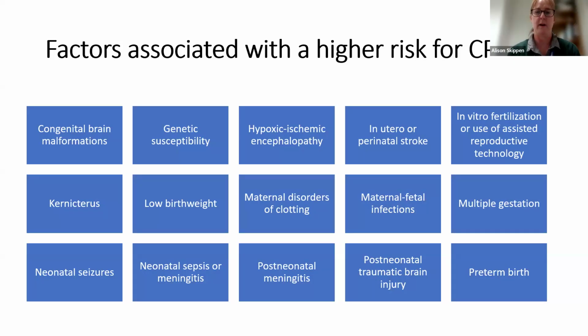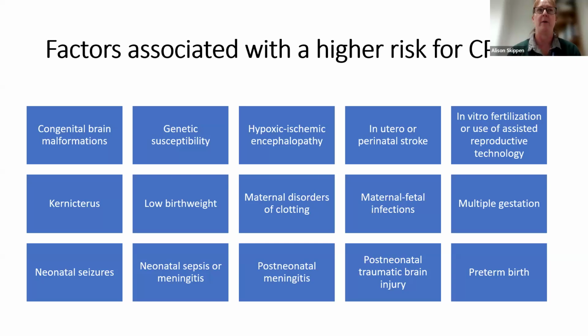And then factors associated with a higher risk of cerebral palsy. I think we've gone through most of these already, but brain malformations, genetics, HIE, in utero perinatal stroke. IVF actually increases your risk of having a child with cerebral palsy, as do multiple gestations, low birth weight, and maternal disorders of clotting, just because there's more increased risk of having a clot around the perinatal period. And then maternal fetal infections, chorioamnionitis, neonatal seizures, neonatal sepsis or meningitis.